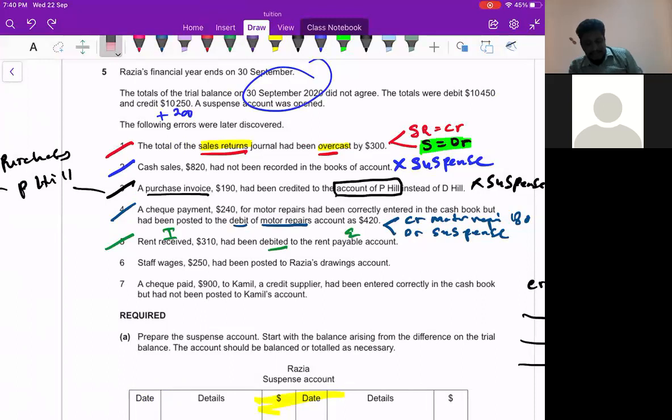Rent received 310 debited to rent payable. So now I need to minus the rent payable, so I credit the rent payable. Rent received is income, and income needs to plus, which means credit the income. Rent payable minus, you credit; rent received plus, credit also. So the other account will be suspense. Suspense will be debit.